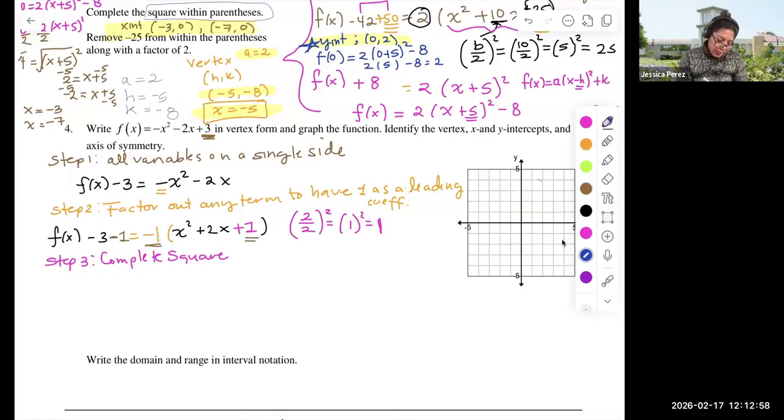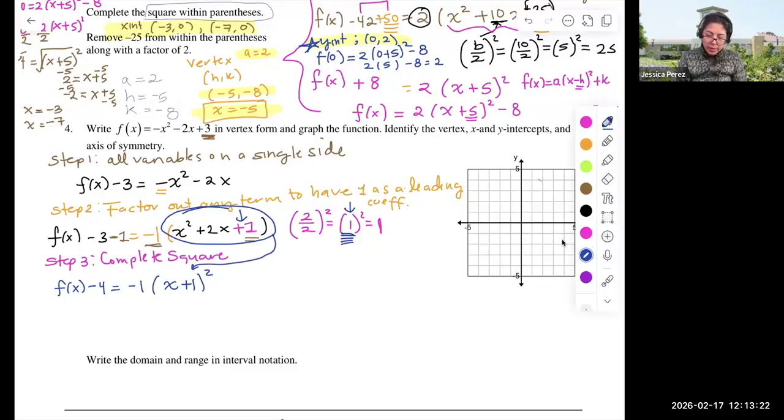So now I have f of x minus 4 is equal to negative 1, parentheses, x. Now, because you have a 1 on the inside, it's a plus 1 quantity squared. Whatever number you have in here, say positive or negative, that's what condenses as x plus 1 quantity squared. So all this term becomes x plus 1 squared.